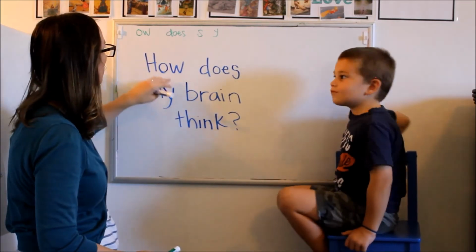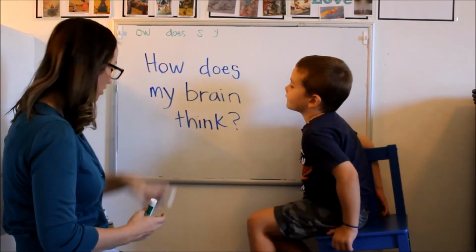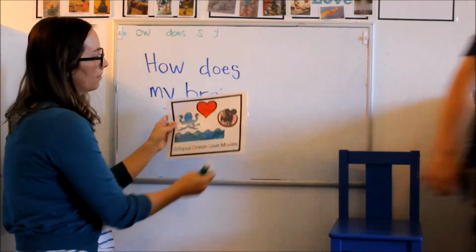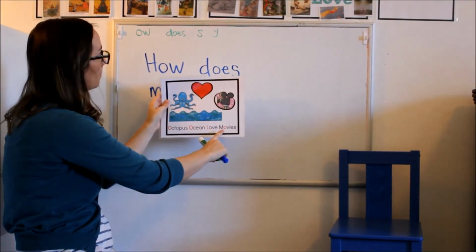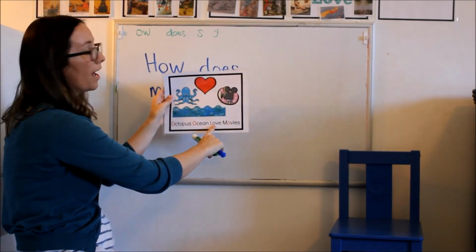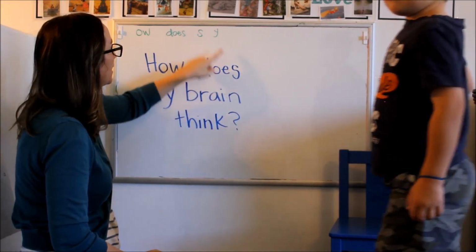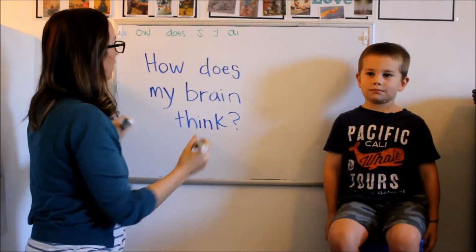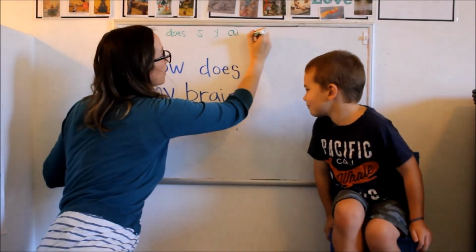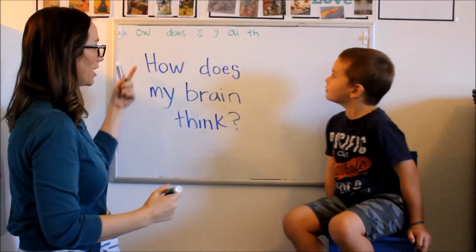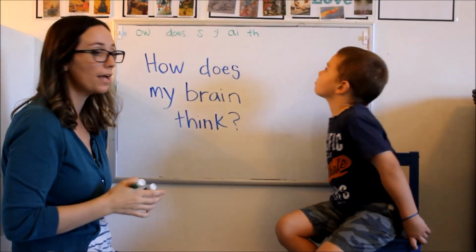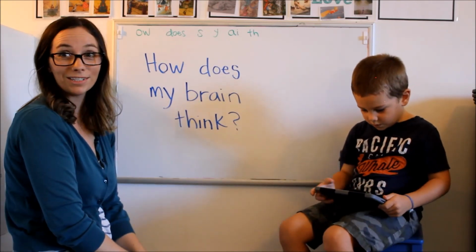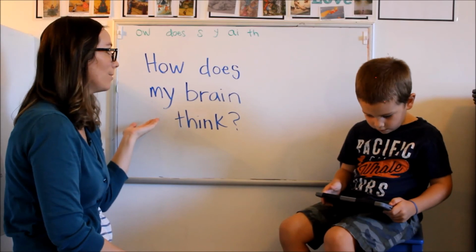So now we learned OW, does as a sight word, or you can teach that O has more than one sound, like in love, to us. Okay. And then Z for the S, Y. We learned AI. And then we learned TH, the quiet TH. So we learned all of these things just by asking a question. So now he gets to type his question into the iPad and watch a little show that he finds about how does my brain think.